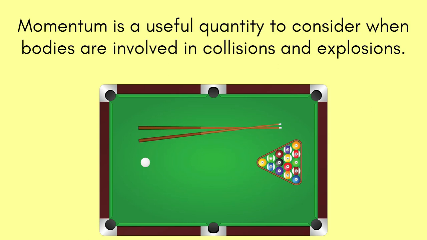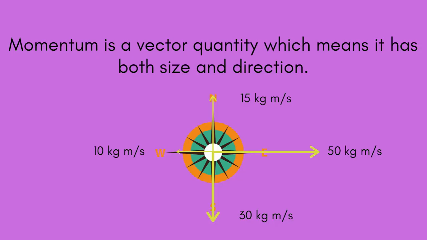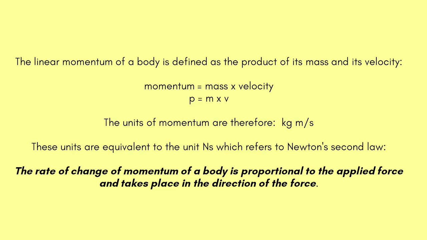Momentum is a useful quantity to consider when bodies are involved in collisions and explosions. Momentum is a vector quantity, which means it has both size and direction. The linear momentum of a body is defined as a product of its mass and its velocity. Momentum is equal to mass times velocity. The units of momentum are therefore kilogram meters per second.